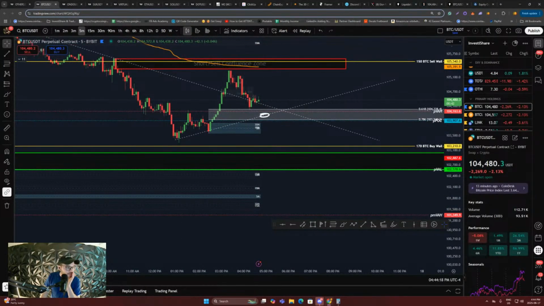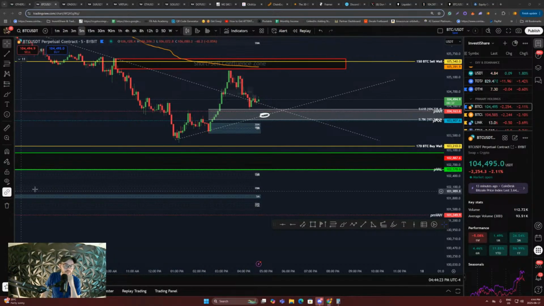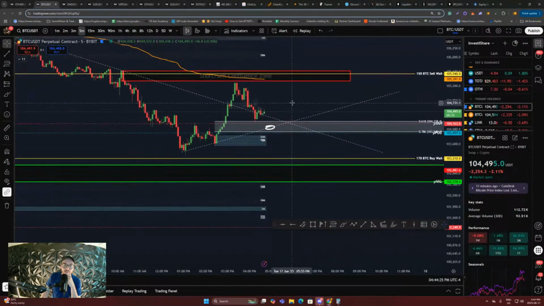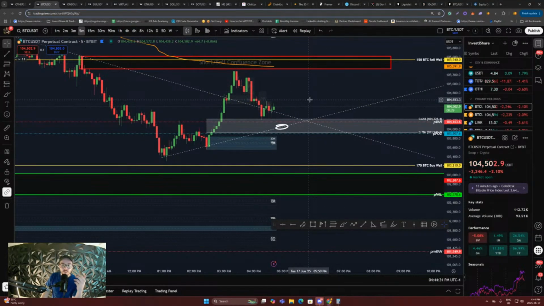I will never get over missing Link at $7. I hear you, man. There's more opportunities though. We aren't even close to an altcoin season. Not even close. So you have opportunities right now to try to find assets that fit the narrative, which is real world assets. Chainlink is a good one, but Ondo is also a great one, man. And Ondo is at a really good price right now.